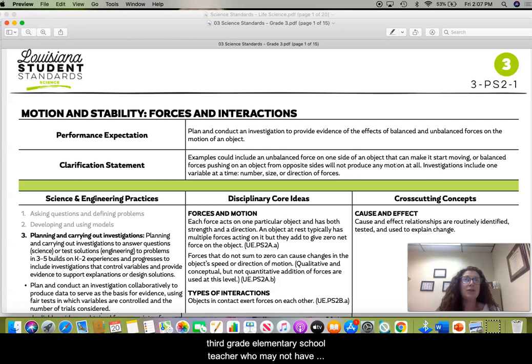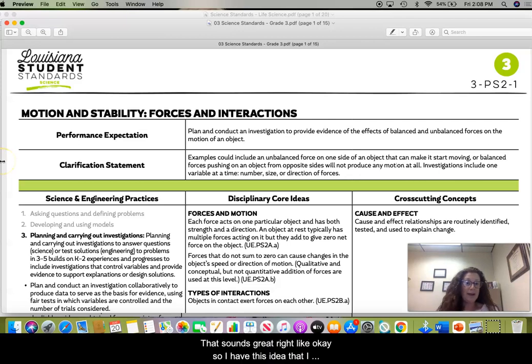Now, as a 3rd grade elementary school teacher who may not have taken physical science for a long time, you might be thinking, what does that really mean? And so this is where the clarification statement comes in, and they give you examples. So they say examples could include an unbalanced force on one side of an object that can make it start moving, or balanced forces pushing on an object from opposite sides will not produce any motion at all. Investigations include one variable at a time, and that could be the number, the size, or direction of the forces.